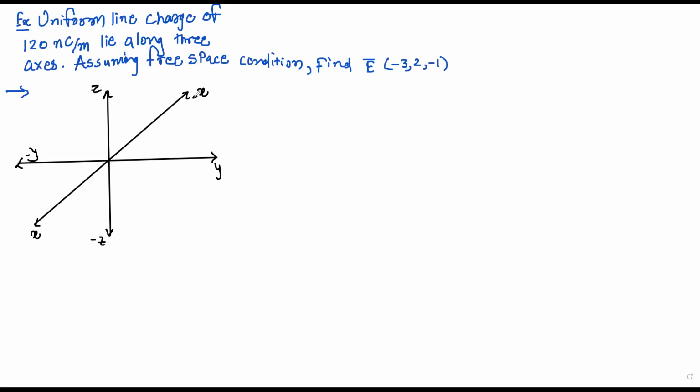Right? So this is how we can draw the coordinates. Now from the given information, uniform line charges. Uniform line charges. Let us make this change. These are charges, three charges lie along 3 axes.